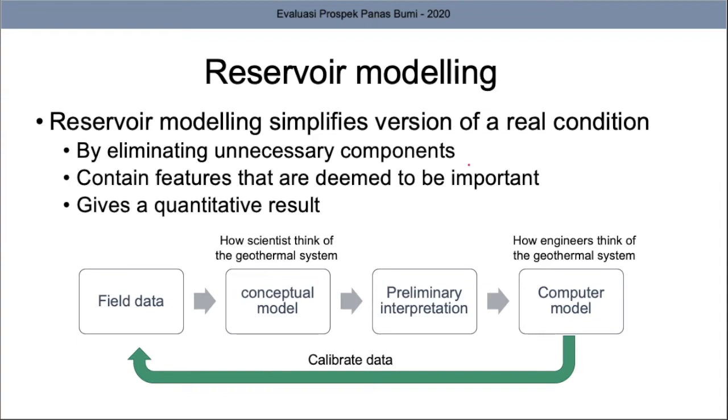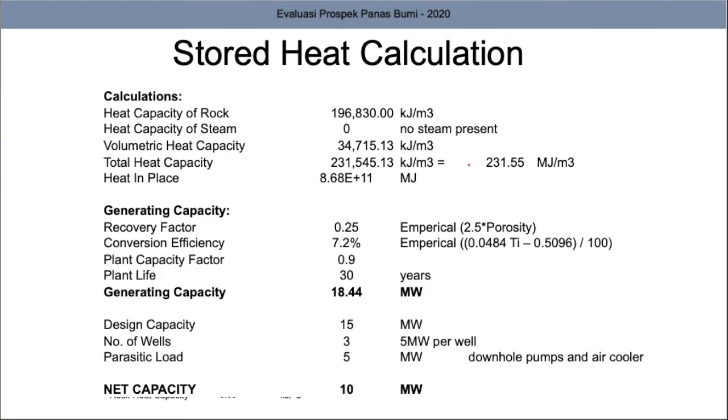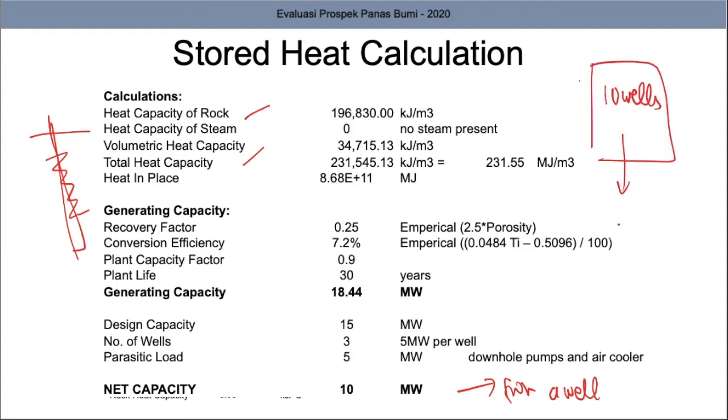From preliminary drilling, we can obtain coring data, such as the alteration data, the temperature data, and also the stored heat calculation. Because from the drilling data, we can obtain the heat capacity of a rock and also the volumetric heat capacity, which can only be done if you obtain subsurface data. Here, then, we can determine how much energy can be produced from a well. From stored heat calculation, we can determine the net capacity that a geothermal well can produce. Therefore, stored heat calculation is a very important step to determine how much energy can be extracted from a system.